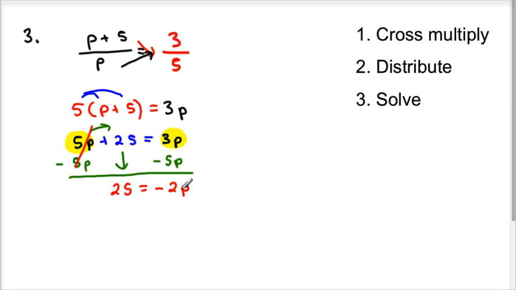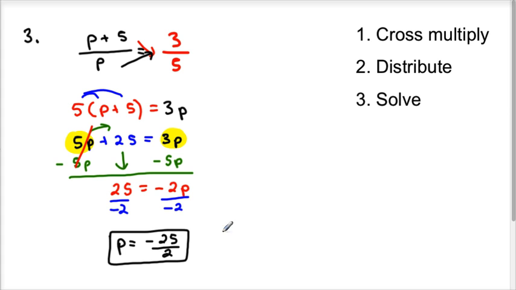I don't want negative 2p, I just want p. Divide both sides by negative 2. And we see here finally we get p equals negative 25 halves, or negative 25 over 2. And call it a day.